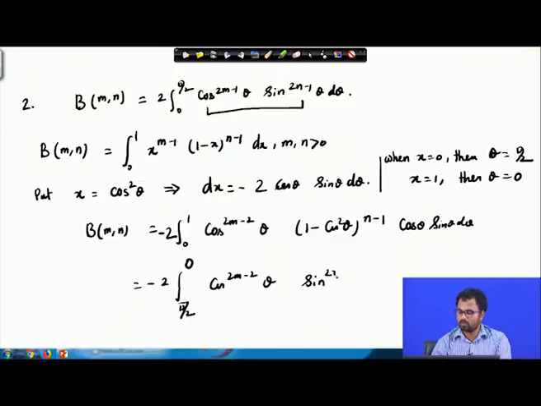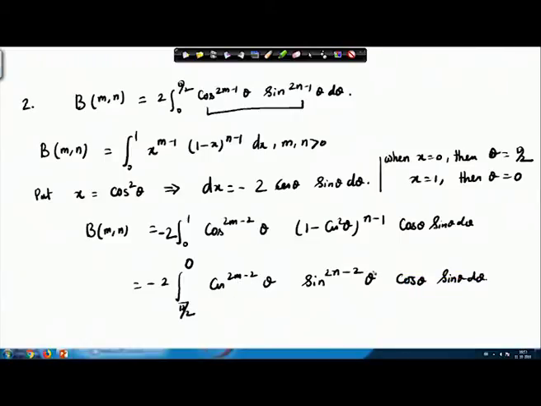So, this will turn into sin to the power 2n minus 2 theta cos theta sin theta d theta. Now, we can bring 1 cos theta here, and then 2m minus 2 plus 1 will become 2m minus 1. So, this one will become minus 2 integral from pi by 2 to 0 cos to the power 2m minus 1 theta times sin to the power 2n minus 1 theta d theta.